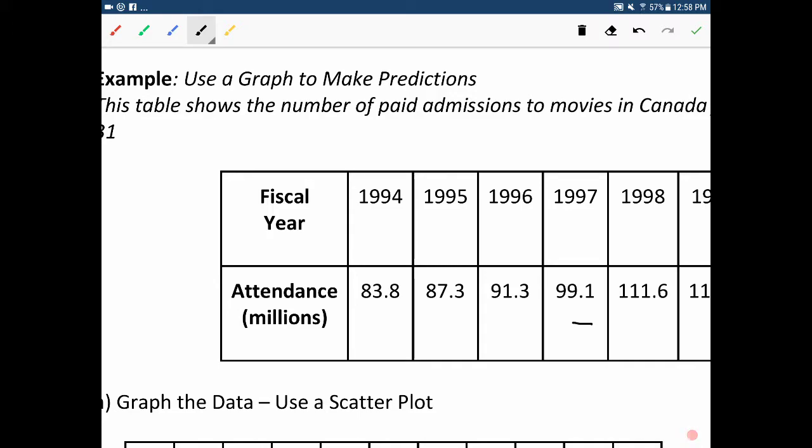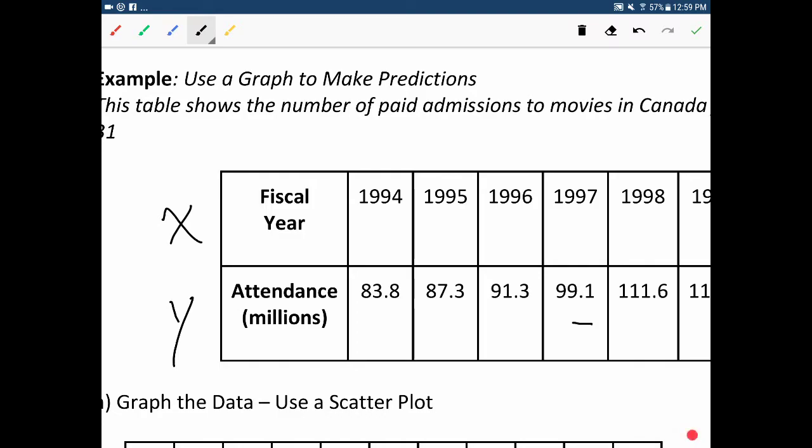So remember, the one that affects the other one is called the independent variable. Anytime you have time as a variable, it's going to be the independent or the x, because you cannot affect time. Time affects variables. So the attendance will be our dependent variable because the attendance will depend on what the year is.